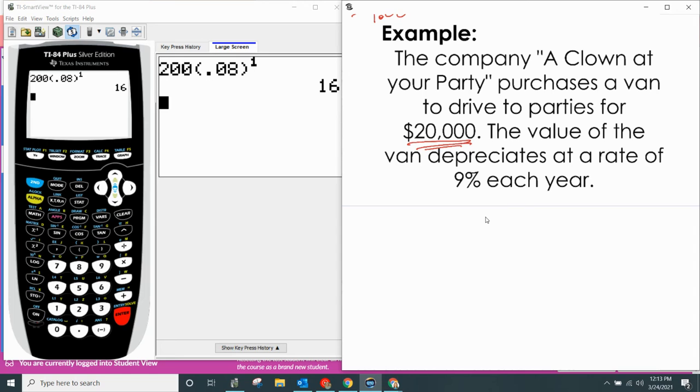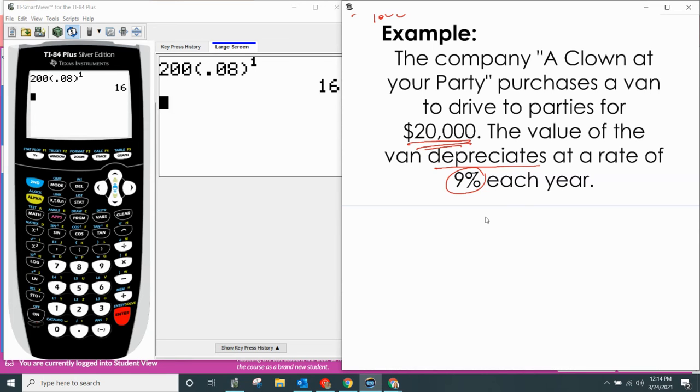That's what they bought it for. The value of the van depreciates, so that's important. Do you know what the word depreciate means? It means it decreases in value at a rate of 9% each year. So every year the van's worth less 9% of its original value.